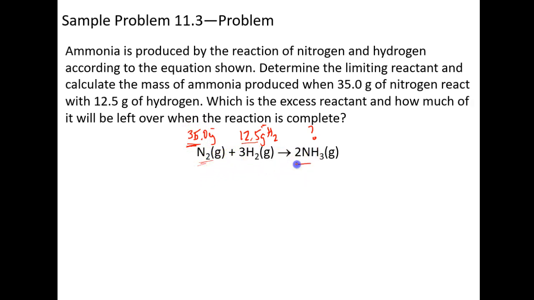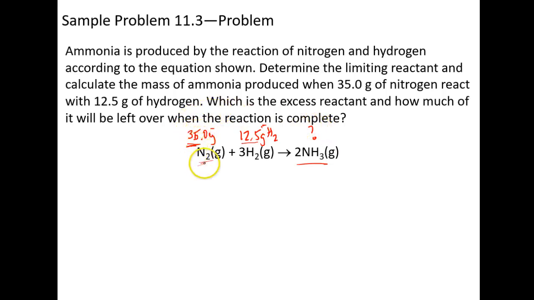The question is, how much of this is produced and what's my limiting reagent? Actually, in this case, which is the excess reactant? We're going to do both. We're going to find the limiting and the excess and how much is produced. What you do is the same equations that we did in the previous section, okay?